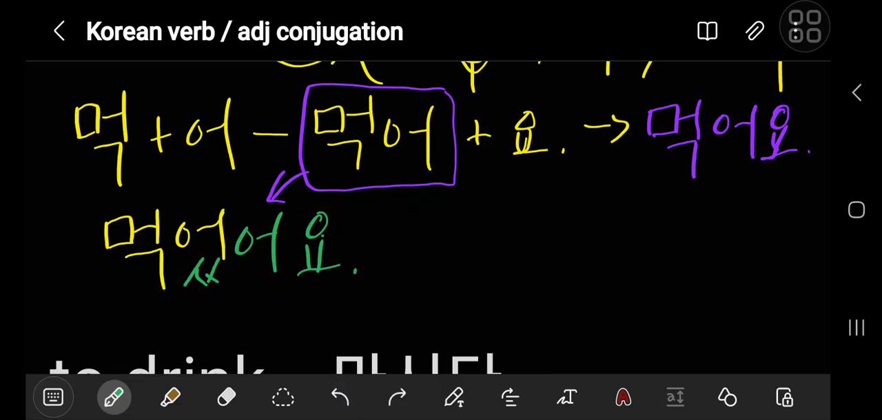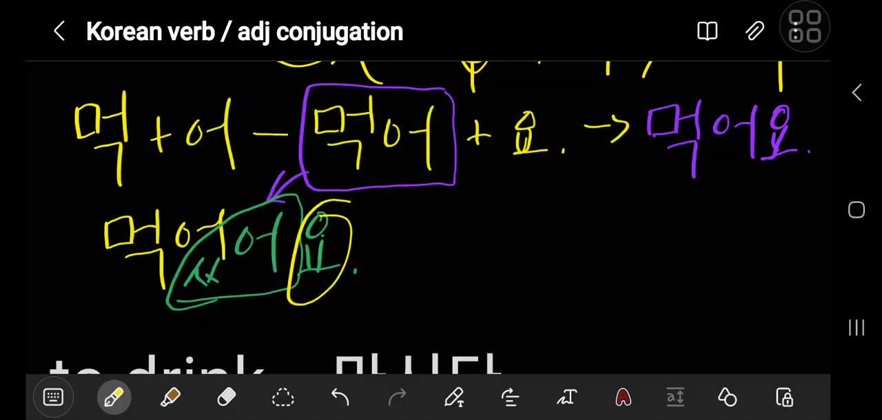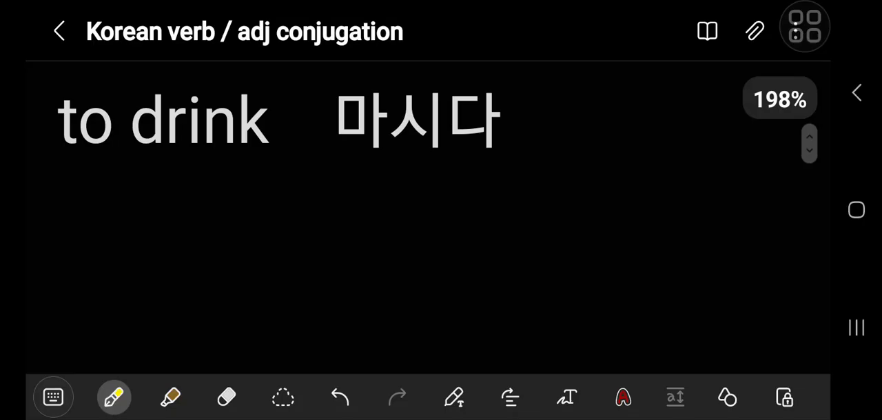Sorry. Let's be a little bit more clear. This is our past tense part, and then our formality. We got our formality on the end. Okay, so that's past tense. 먹었어요. Drink. Here we go.